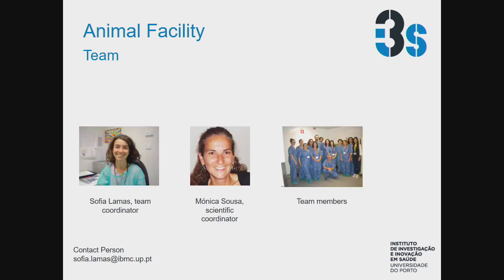So the team is composed by me, Monica Sosa, our scientific coordinator, and then we have a quite big team of 14 persons: 8 caretakers, 2 technicians, and 4 persons inside the washing area.